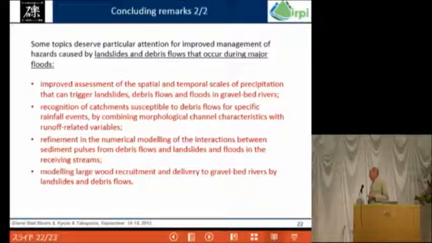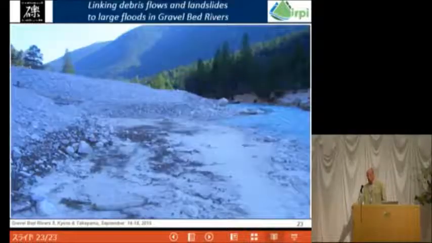And this will require combining morphological channel characteristics with runoff-related variables. Also, the refinement in numerical models of the interaction between sediment pulses from debris flows and floods in the receiving stream, and the modeling of recruitment and delivery of large wood. I have now finished my presentation, and I wish to thank you for your attention.